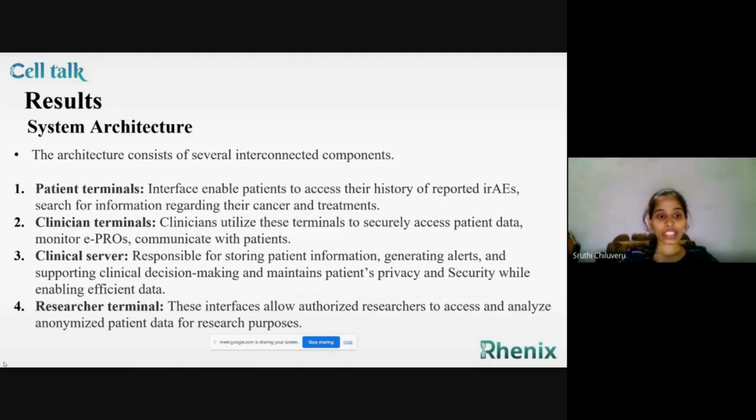When it comes to clinician terminals, clinicians utilize these terminals to securely access patient data, monitor the EPROs, and communicate with the patients. There is also the server, which is responsible for storing patient information, generating alerts for the cancer patients, and supporting clinical decision making. It maintains the patient's data in a private and secure manner while enabling efficient handling of data related to cancer patients.